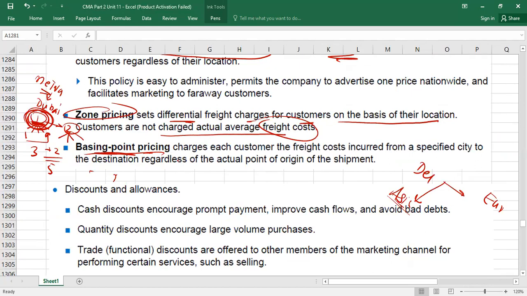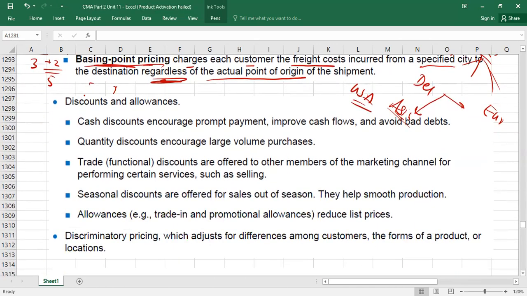If you go through what's written, basing point pricing charges each customer the freight cost incurred from a specified city. The specified city here in my example is Dubai. From Dubai onward, they will charge the cost to the destination, regardless of the actual point of origin. The actual origin point was USA. So from USA you are sending goods to Dubai, and from Dubai you are selling to different parts of the world, so they will charge freight from Dubai onward. Understood? This is called basing point pricing.